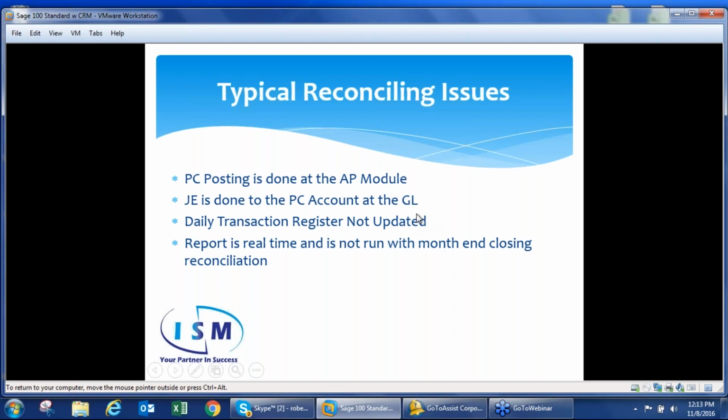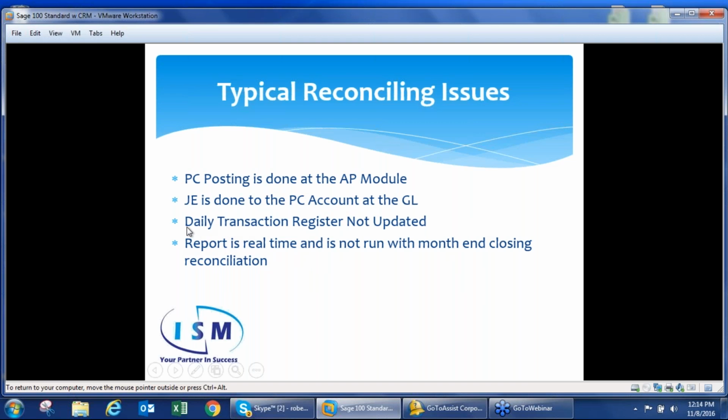Another item, a JE is done to the PC account at the GL. Maybe it was done to reconcile a prior period. Maybe it was done erroneously, but if a JE is done directly to the PC account and we don't have a corresponding entry from the PO module, then that's going to cause an imbalance between the two systems.